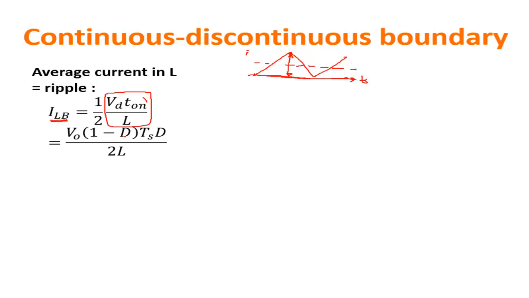Then we know how to write it, because Vd is Vo times 1 minus d, and T on is Ts times d, and then we have 2L at the denominator.